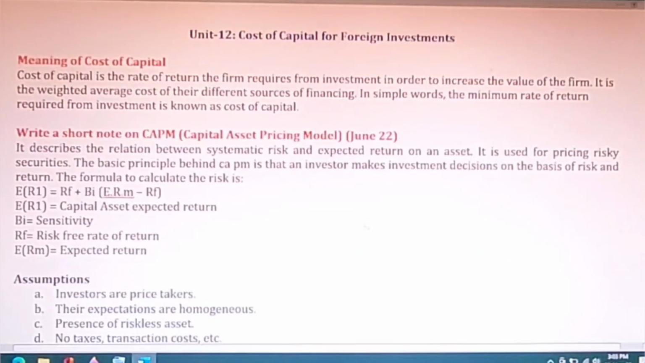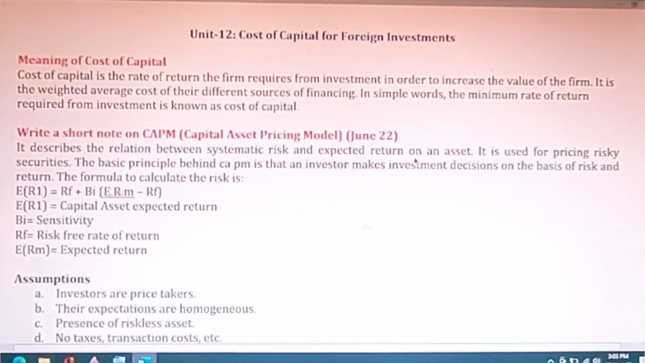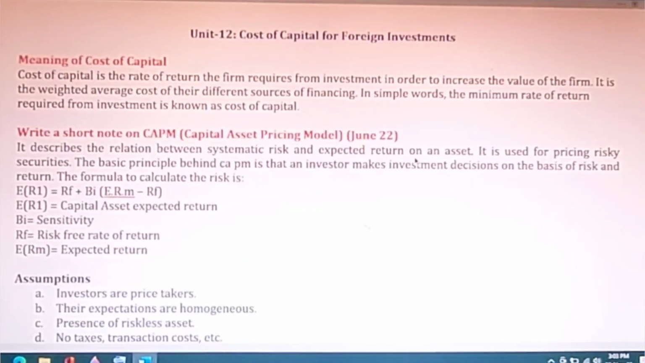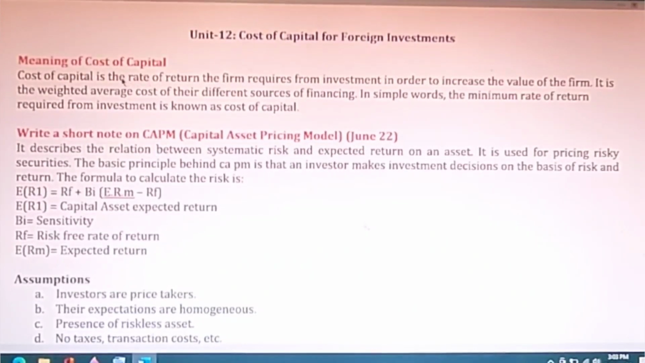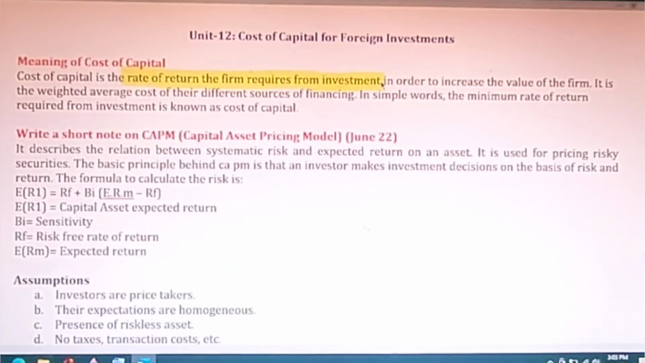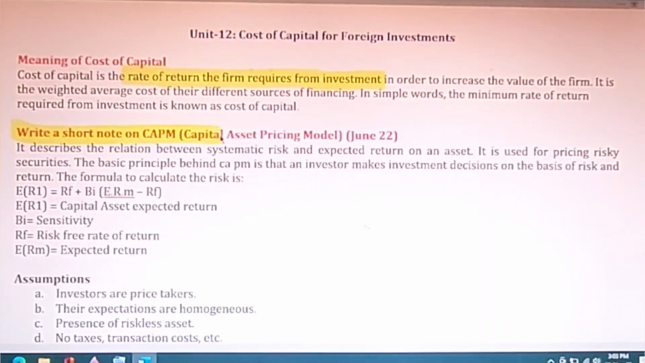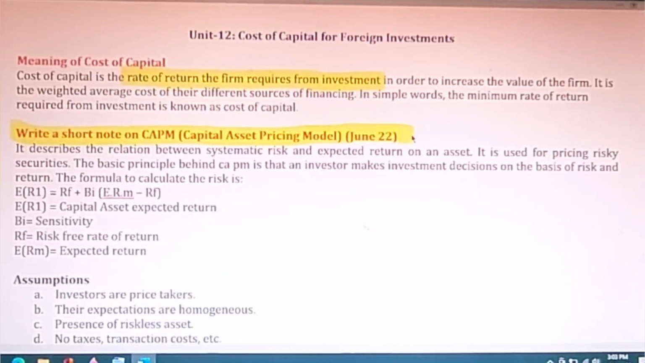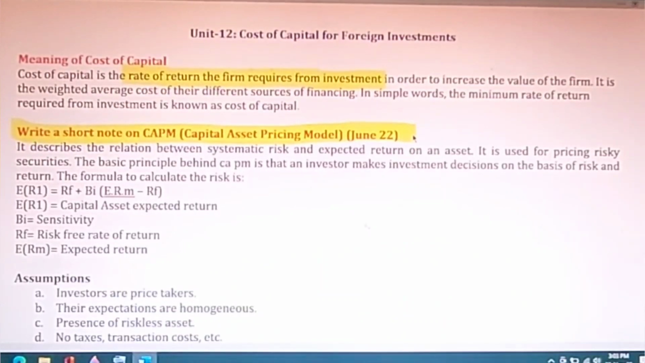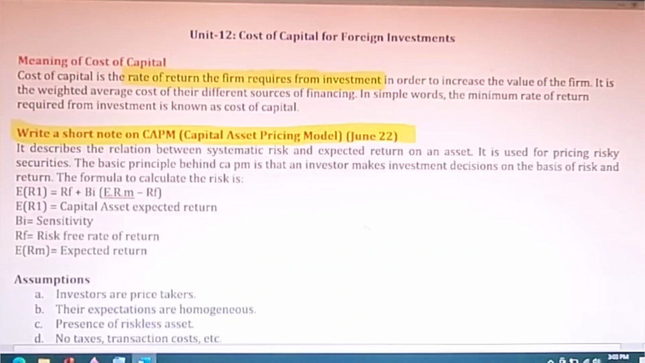Unit 12 is on cost of capital. Cost of capital is not like the cost of raising capital. Basically, cost of capital refers to the rate of return the firm requires from the investment. So that is called cost of capital. And here CAPM, the capital asset pricing model, is one technique for finding cost of capital. This question came in June 2022 as a short note.